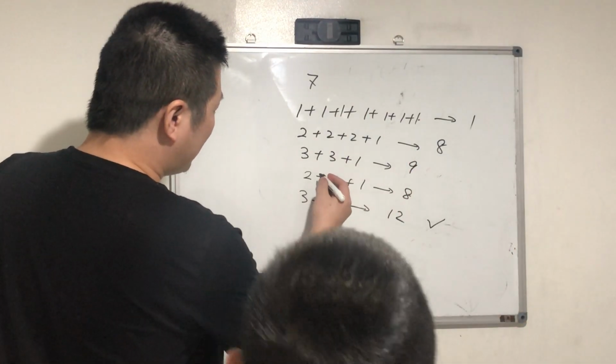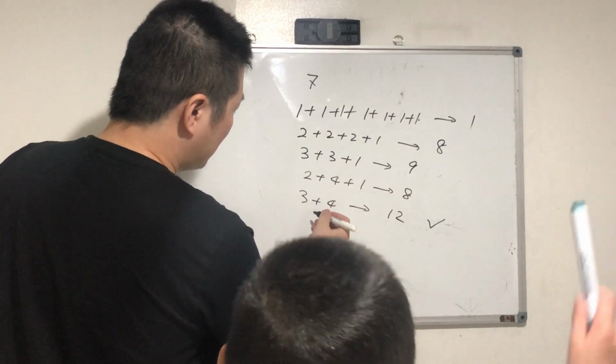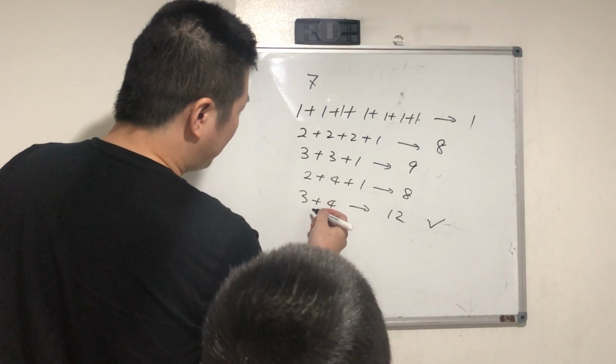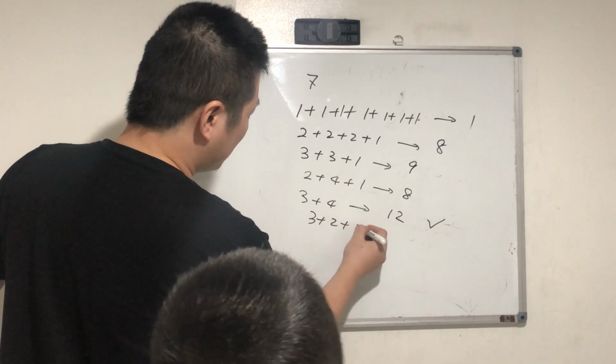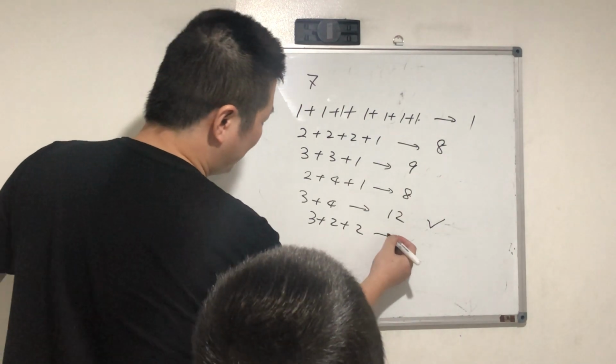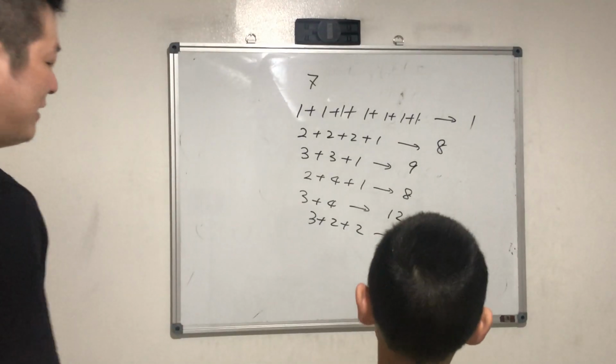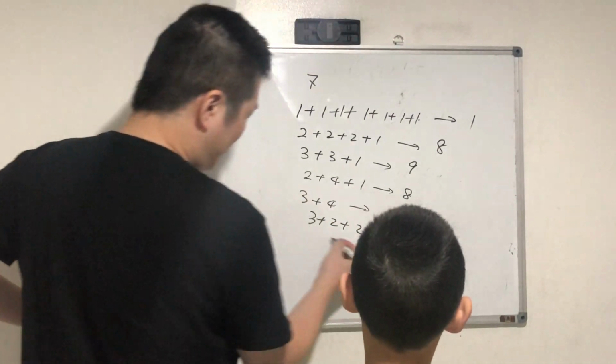Any other ways we can do it? I don't think any are bigger than that. How about 3 plus 2 plus 2? That's also 12, right? This is also okay.